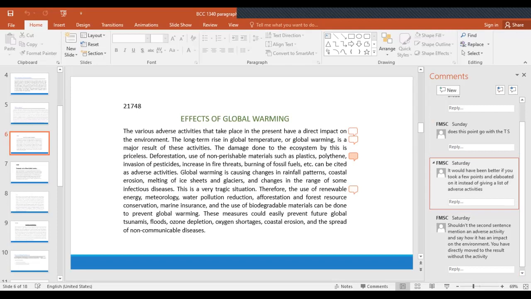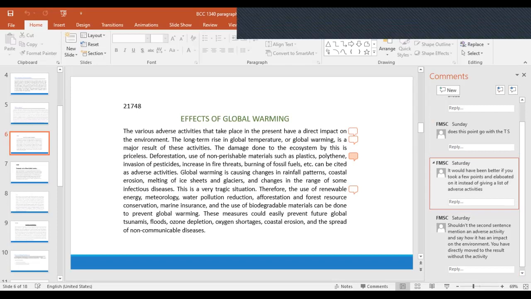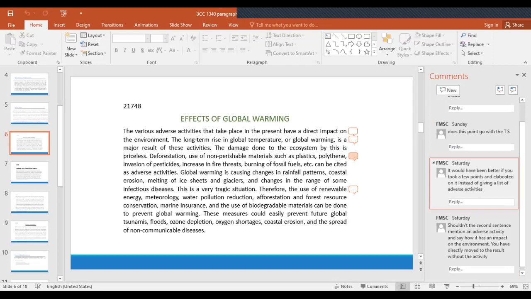Now here there's a list. You have given a list here, right? Now, what I told you before was also, it's very easy to give a list of things like this, right? But if you can elaborate on it, and tell us exactly, or be a little more specific on the details that you provide, for example, melting of ice sheets and glaciers. In which country did it happen? In which year did it happen? And how is it affecting? If you can elaborate on those points, it would be very effective instead of just mentioning.